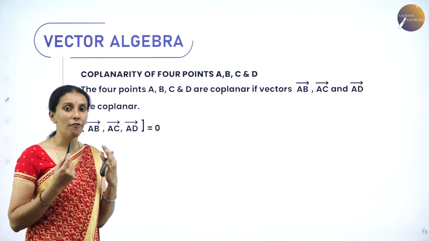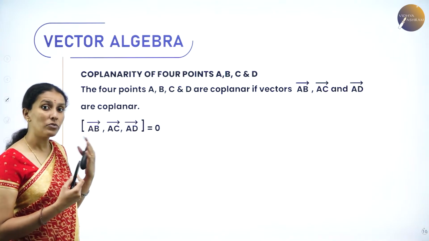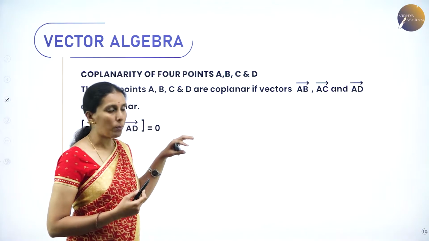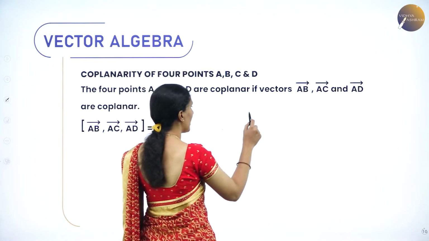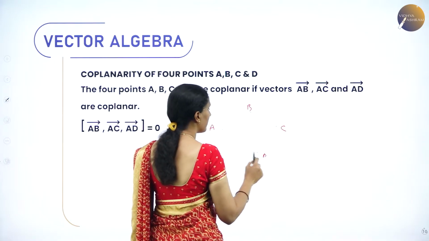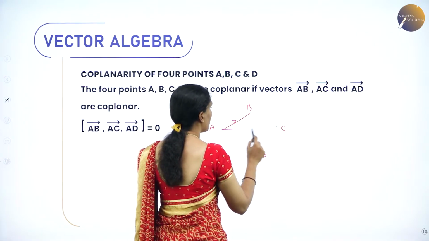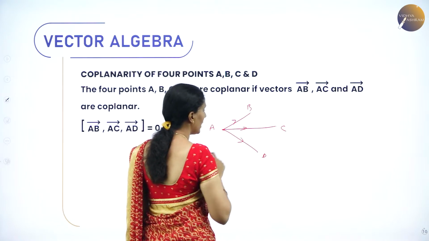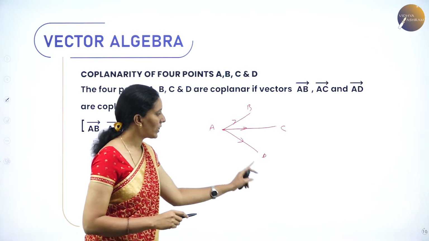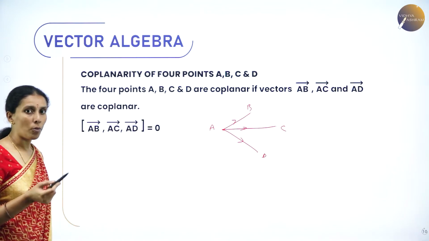Similarly, suppose you have 4 points, so that you can form three vectors from the 4 points, then they are also said to be coplanar. Suppose you have 4 points A, B, C, D, then the vectors from A to B, A to C and A to D, you can say this as vector AB, vector AC and vector AD. So they are also coplanar.